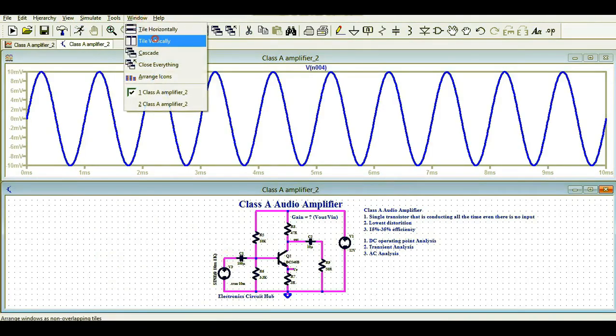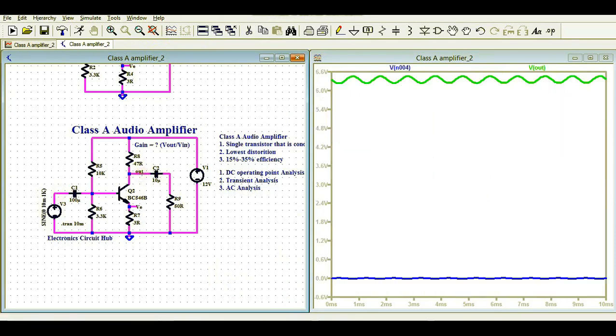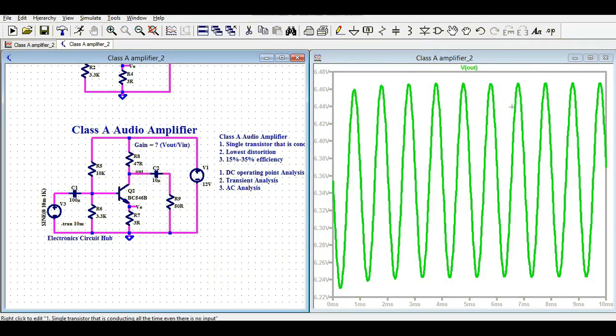Maybe you can tile the windows vertically. This is your input voltage, and at the output here you can see this is your output voltage. That means your output is the amplified input signal. You can see the peak voltage is 6.4 volts, and it is swinging from 6.4 volts to 6.2 volts.